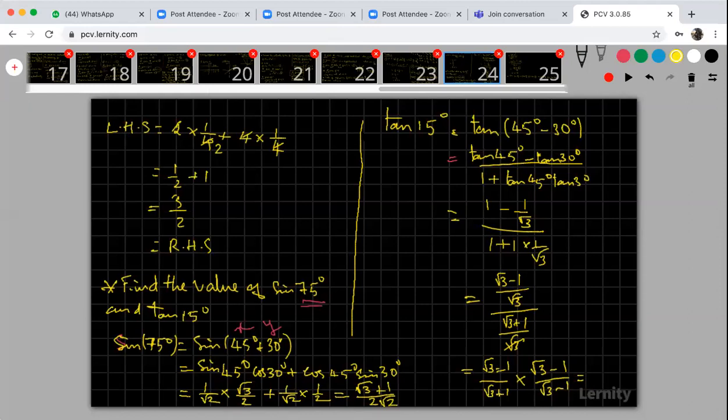It is not possible: sine 45 plus tan 15. We don't have a formula for sine x plus tan y. We have a formula for tan x plus tan y. We have a formula for sine x plus sine y.